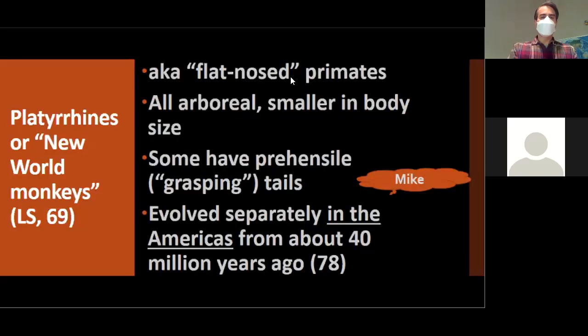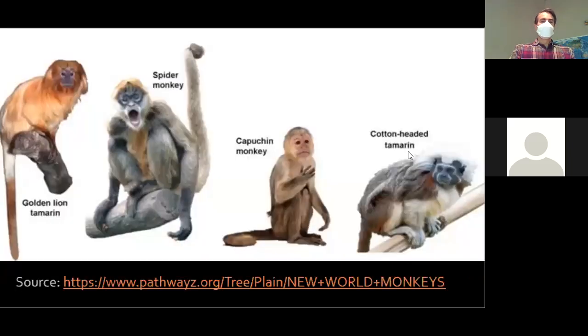So here's some monkeys that you might see if you were in Central or South America. We usually don't see them much in North America unless someone's cruelly brought them here. The capuchin monkey, the cotton-headed tamarin, the spider monkey, and the golden lion tamarin. There's others, but these are some of the more common ones. You can tell they're generally smaller. There's some of that curling, grasping tail that we've been talking about.